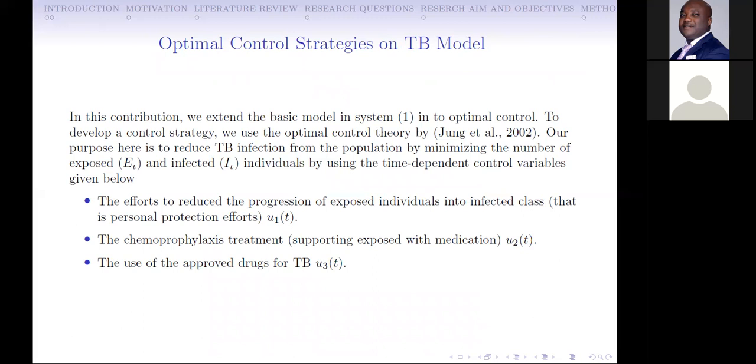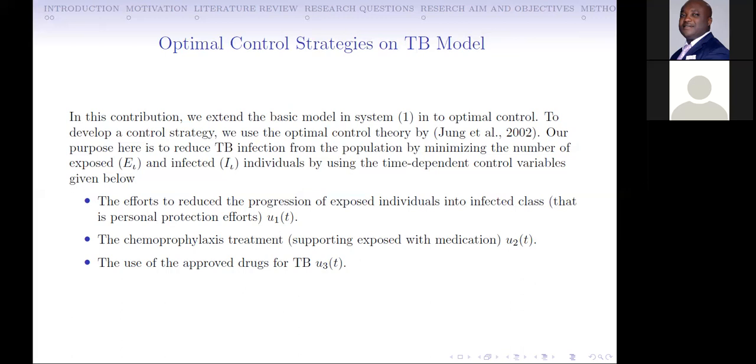Our first control variable is the effort to reduce the progression of exposed individuals into the infected class, that is the personal protection effort. The second is the chemoprophylaxis treatment, which supports the exposed individual with medication. An exposed individual who has been identified through testing and takes this treatment can go directly to the recovered class.